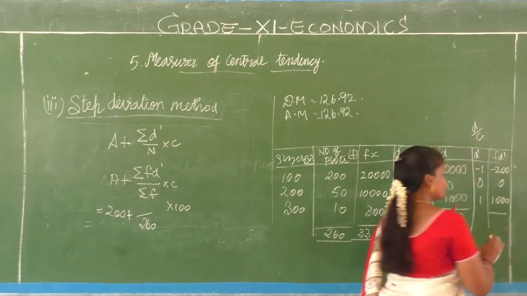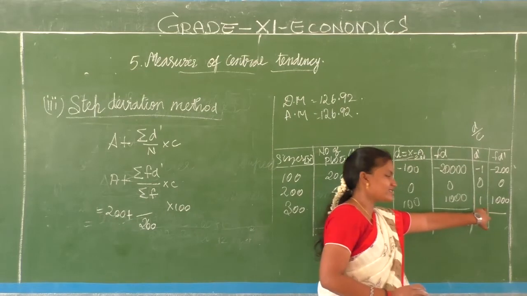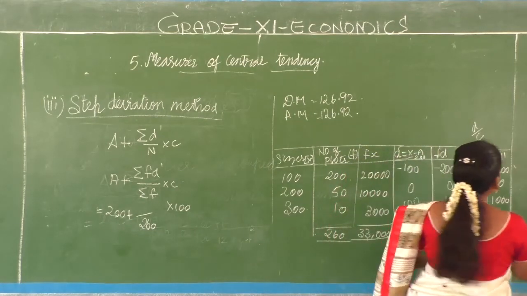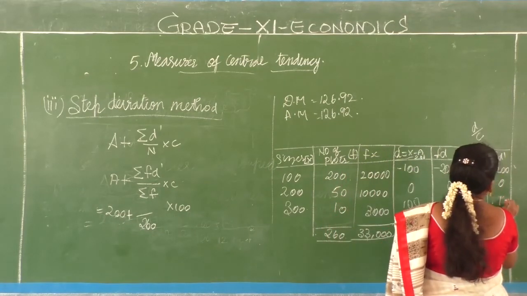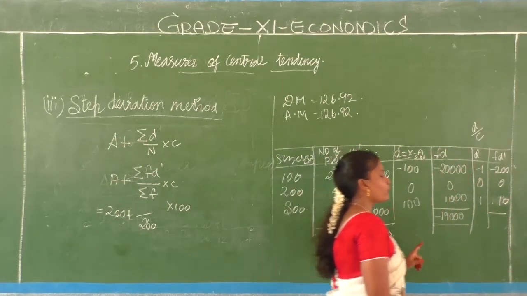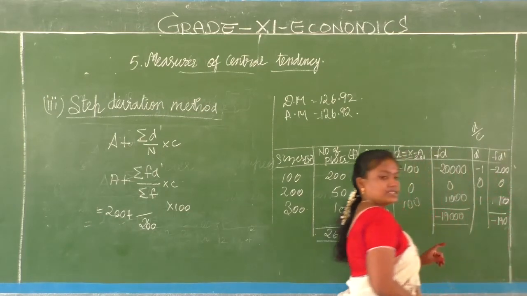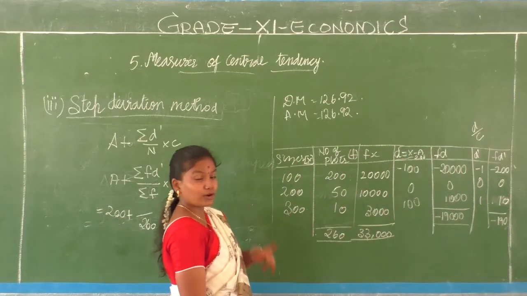Sorry. See, this is what I said. You get confused. 10 into your d dash is only 1. So 10 into 1 is 10. So minus 200 plus 10 is going to give you a value of minus 190. What is the value? Minus 190. And what did we discuss?